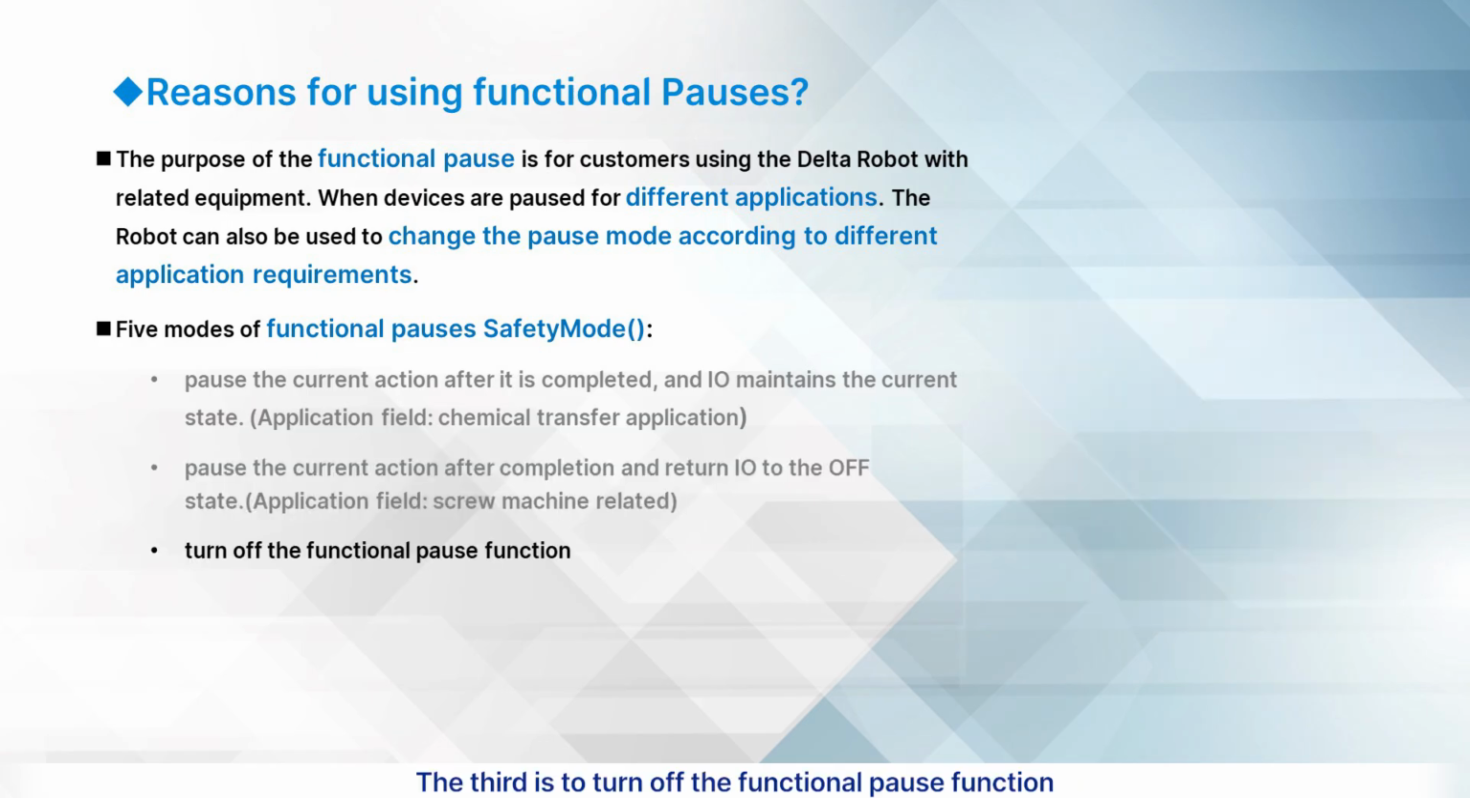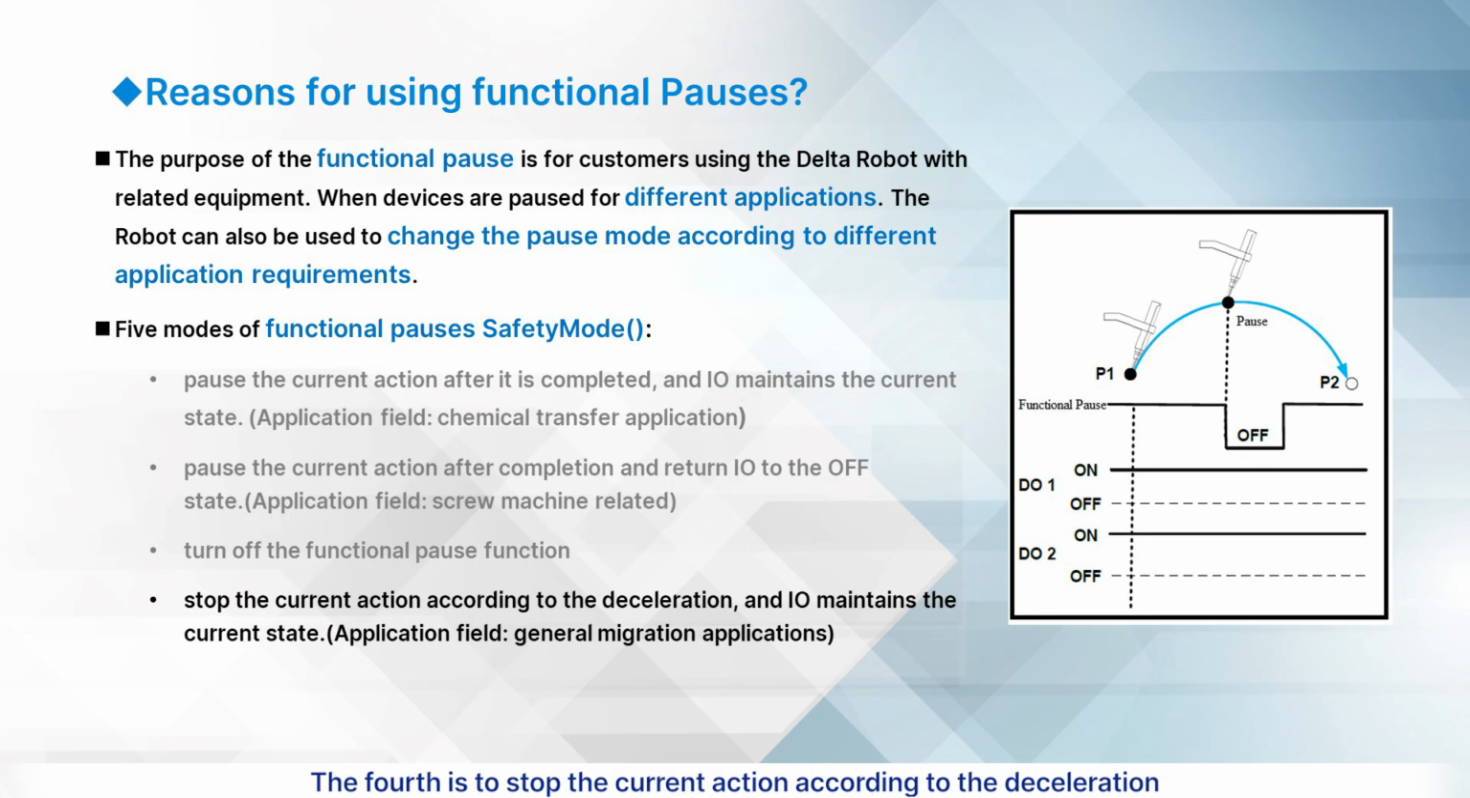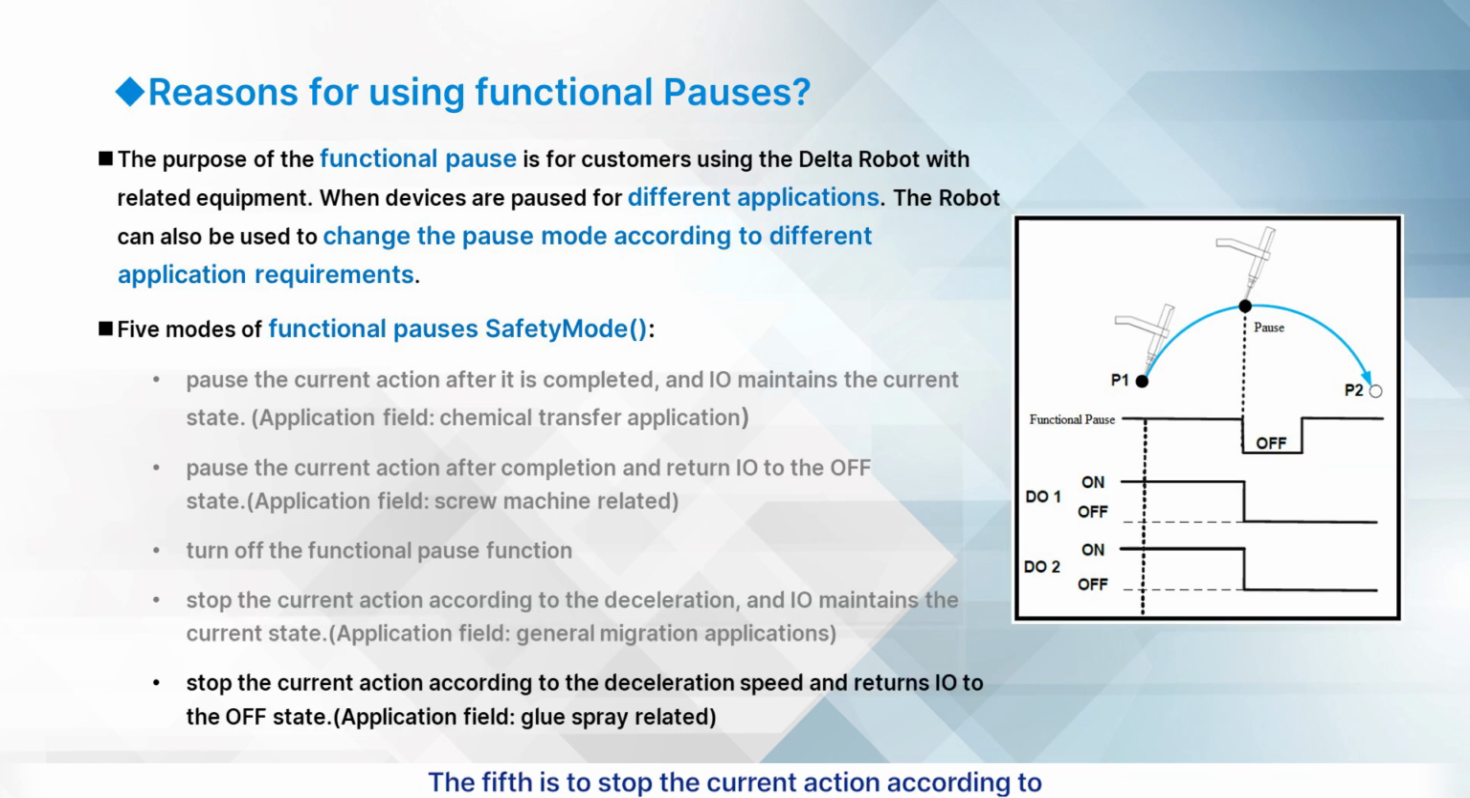The third is to turn off the functional pulse function. The fourth is to stop the current action according to the deceleration, and DO maintains the current state. Application field: general migration applications. For the timing diagram, please refer to the diagram on the right. The fifth is to stop the current action according to the deceleration speed and return I/O to the off state. Application field: glue spray related. For the timing diagram, please refer to the diagram on the right.